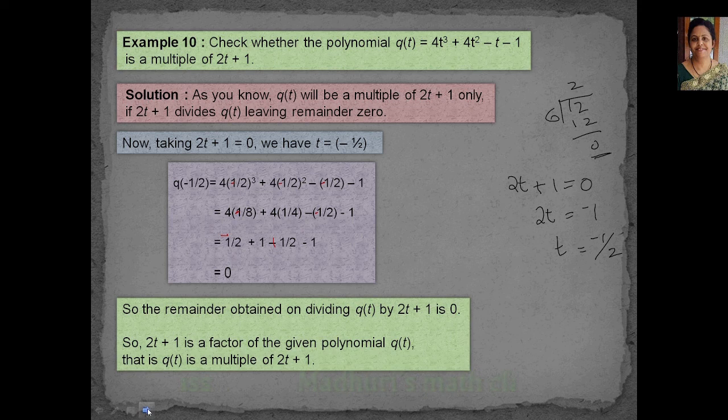So you can say that the remainder obtained on dividing q(t) by 2t plus 1 is equal to 0. So 2t plus 1 is a factor of the given polynomial q(t). So that is, q(t) is a multiple of 2t plus 1. So when the remainder is 0, we can say that q(t) is a multiple of 2t plus 1.